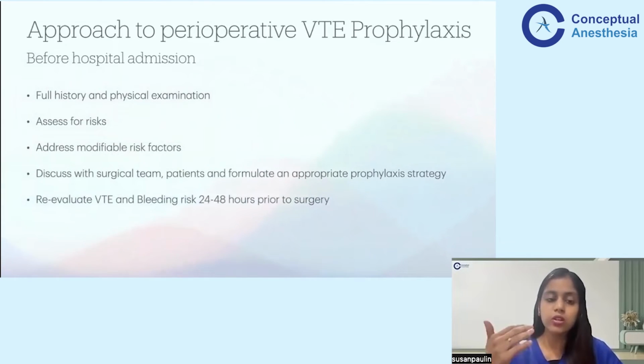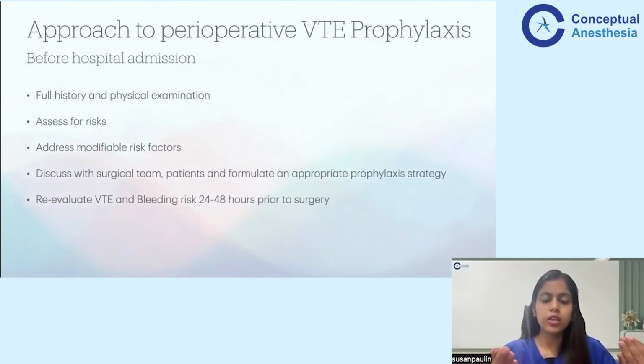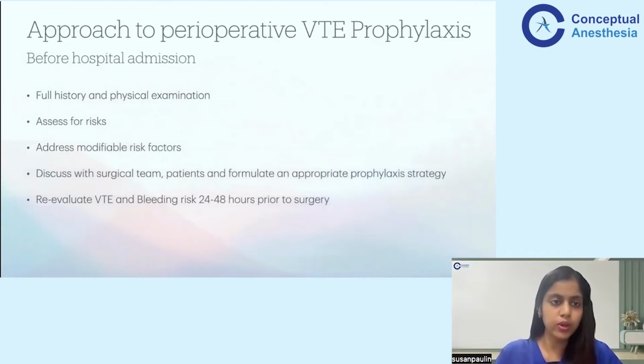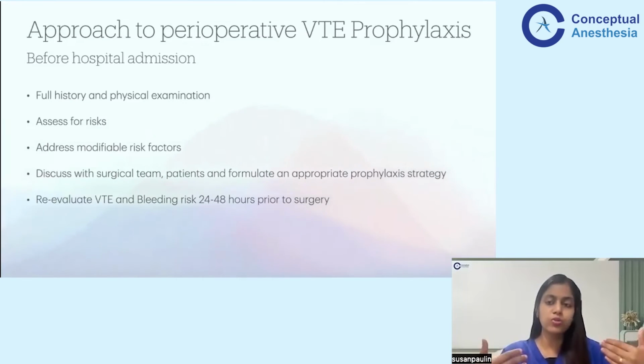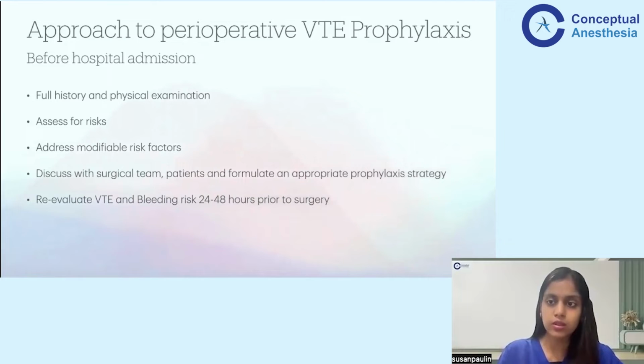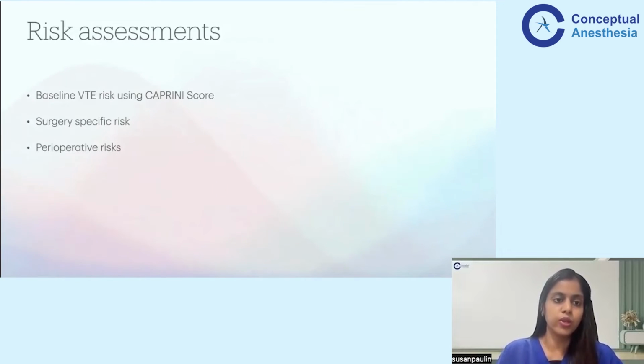When the patient comes for admission, you reevaluate the risk of thrombosis and bleeding 24 to 48 hours prior to the surgery, and then get your prophylactic strategy in place and get it started. It is not just the surgeon's or somebody else's duty to do all these things. The anesthetist, as a perioperative physician, can get all these things initiated and going.